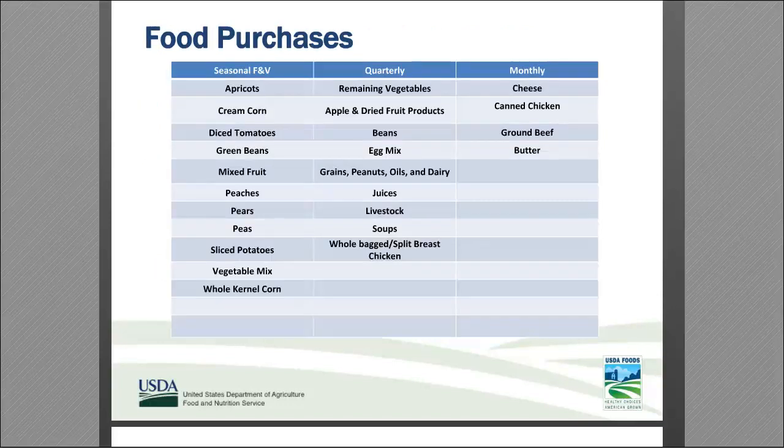On this slide, I just wanted to give a visual of the different products we have in those time frames. You can see in the first column, we have all of our seasonal fruits and vegetables that are due. Those are annual. So again, for 2019, those are due in February, March. And then you have our quarterly items, which include things like beans and egg mix and, again, juices. And then our monthly, which are cheese and ground beef.